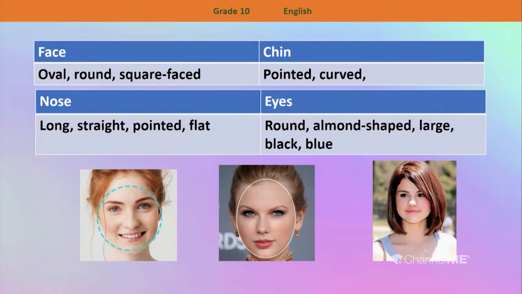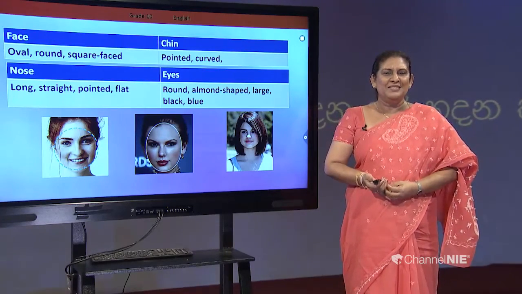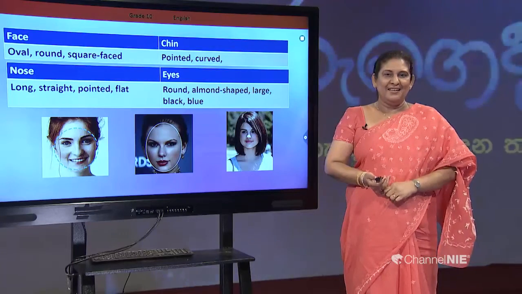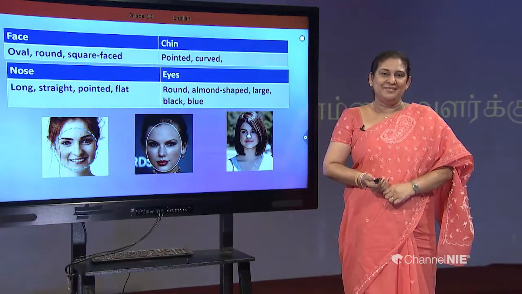So when we talk about face, now you can see different shapes, children. Oval face, that is the second one, just like an egg, shape of an egg, oval shaped. And the first one is a round face. And the other girl, she has a square face. Now you look at yourself and see which shape that you have. Yes, then if we talk about the nose, you can use these words: long, straight, pointed, flat. Yes, and the chin also, sometimes you can notice in some people, you can notice their chin. Some are pointed and they have sharp chins, curved chins, right.